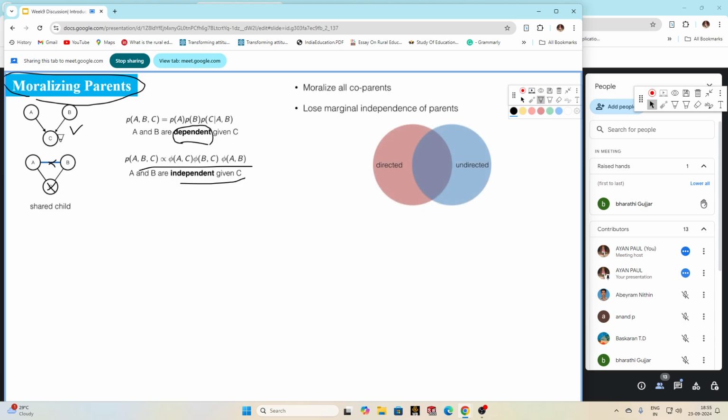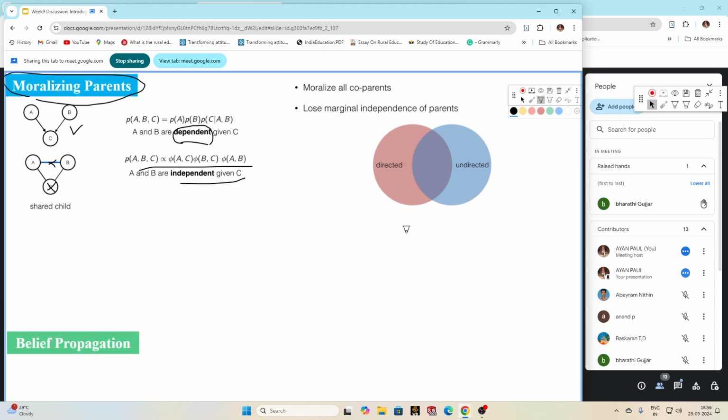To solve this analogy, we apply this concept of moralizing the parents, that is we join the parents. But by this we lose the marginal independence of the parents. So in conclusion, we can say that directed graphs and undirected graphs have many relationships in common, but there are some relationships that are not common. Okay, so is it clear?